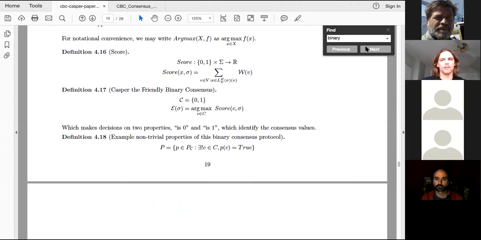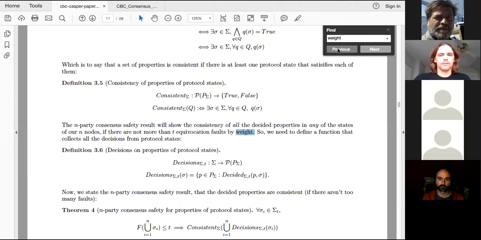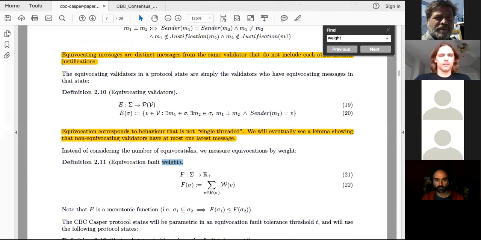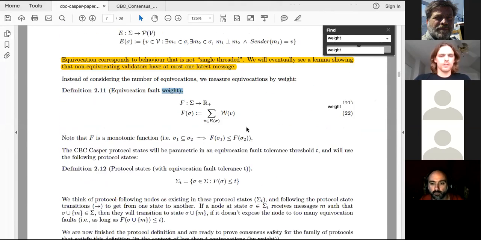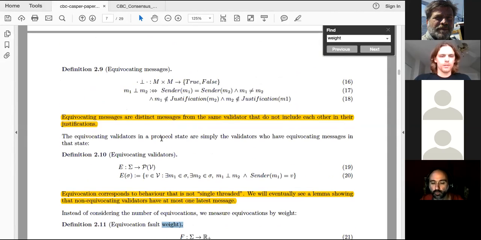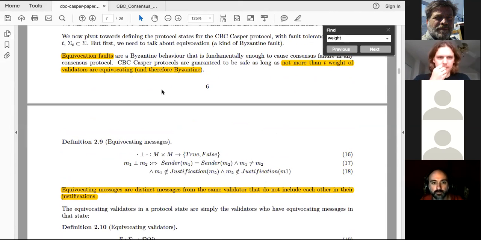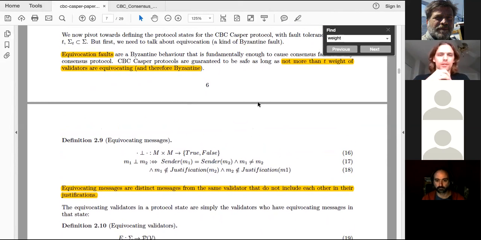I think that was... where did I see that? I think, remember we saw that yesterday? You mean that we have more... Oh, here it is. T weight of the validators equivocating. Oh yeah, the T is important there. The T is a threshold, right? Some threshold that we get to choose. Yeah.